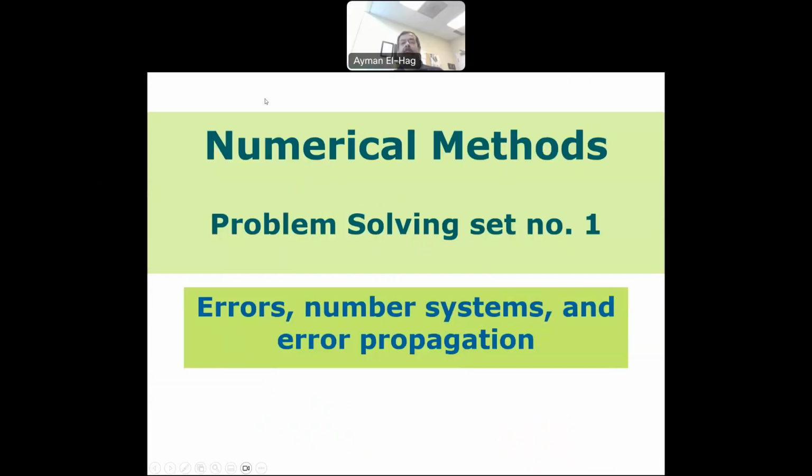Everyone. Now, as a complement to the numerical method course that I just started, every week I will have a set of practice problems that I will try also to solve to enhance the information I have in the lecture as well. So this is the first set of problem solving, and this will be about the errors, number systems, and error propagation.